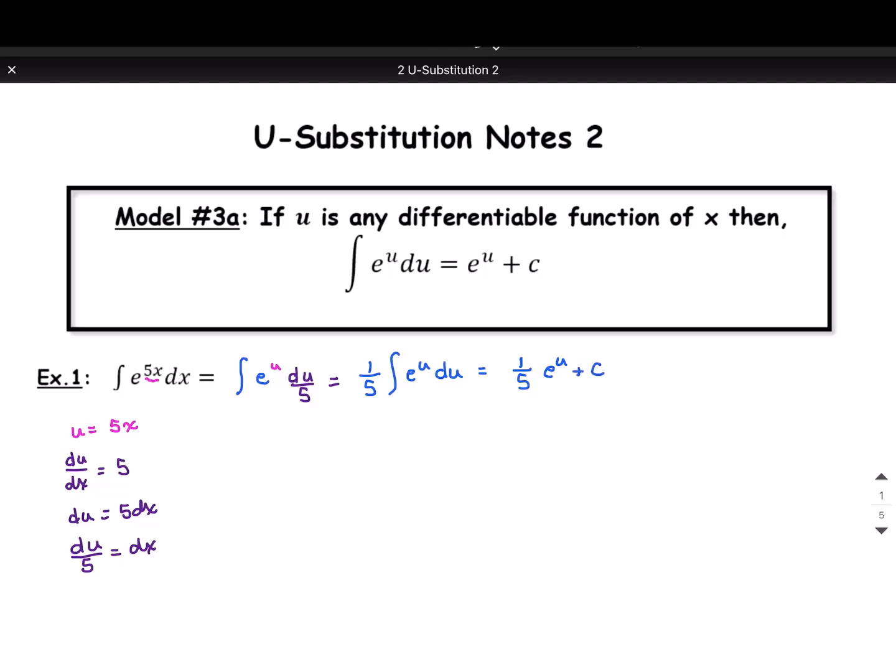Last step, we change back. We have to substitute back into terms of x's. So we have 1/5 e raised to, the u is 5x plus c. There we go. Integral done.